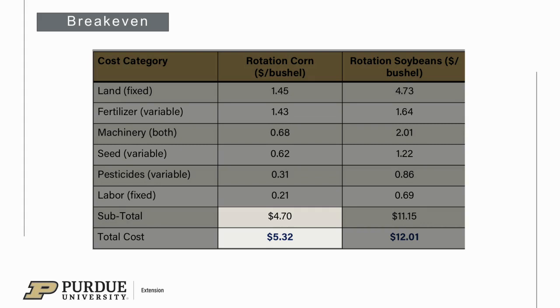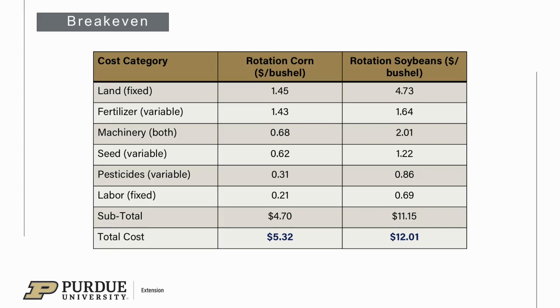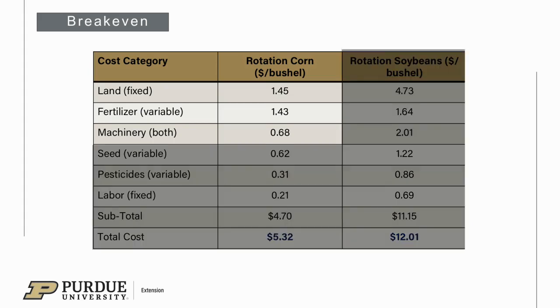There are other things such as dryer fuel, crop insurance, interest, and those kinds of costs that are not included, and so that's why I have a subtotal here. The difference between the total cost and the subtotal is these other costs. But when you look at corn, the largest costs are land, fertilizer, and machinery. Land is about $1.45 per bushel using this case farm. That could be a little lower in other parts of the state or a little higher. So that does vary across Indiana.